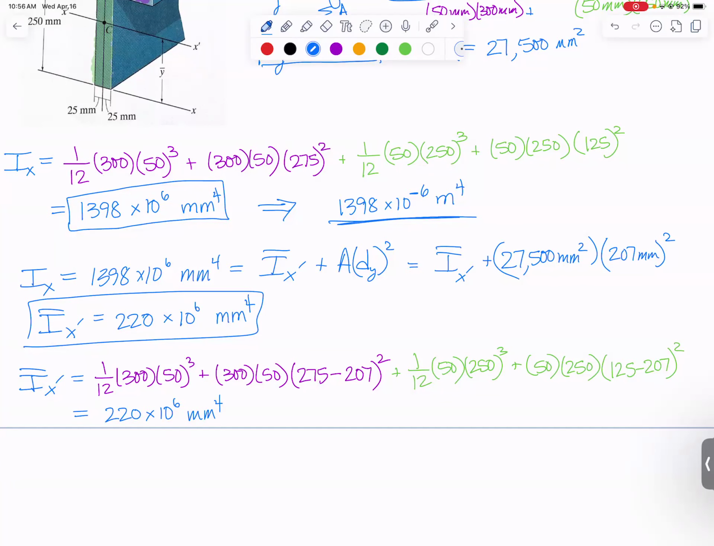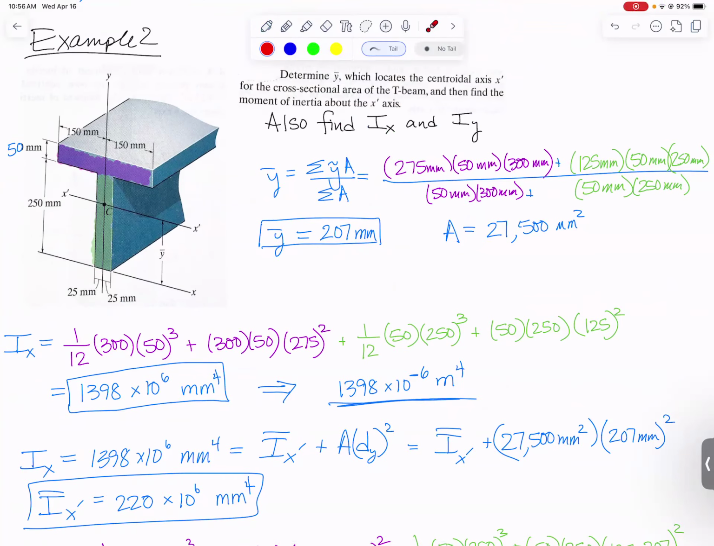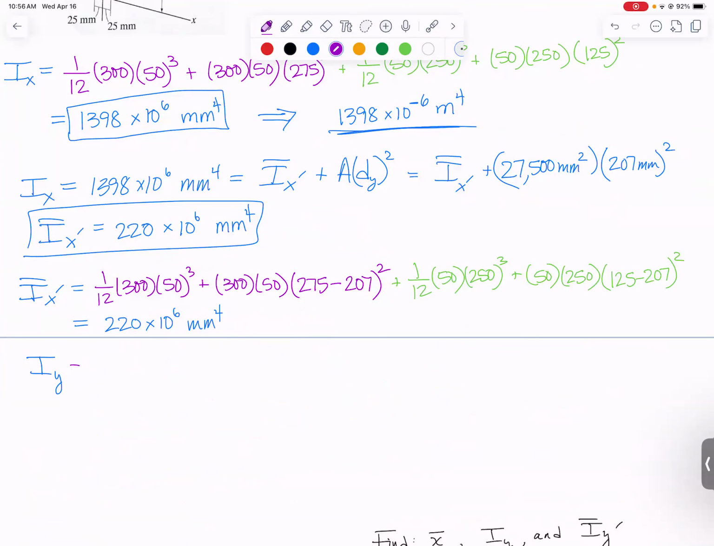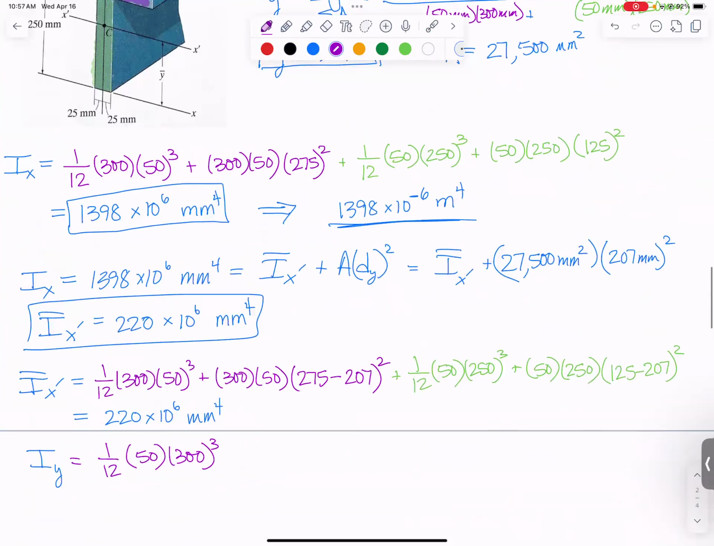Okay, we have one more thing to do. Moment of inertia about the y-axis. If I do moment of inertia about the y-axis, it's going to be the same as x, except I have to basically just flip b and h, because with the y-axis, the side that's perpendicular for that purple rectangle is 300 millimeters. So that's the one that gets cubed. So we're going to have for the purple rectangle 1/12, instead of 300 times 50 cubed, it's 50 times 300 cubed. That's really all you have to do to go from x to y, is just switch which one you're cubing. And then what about A d squared?